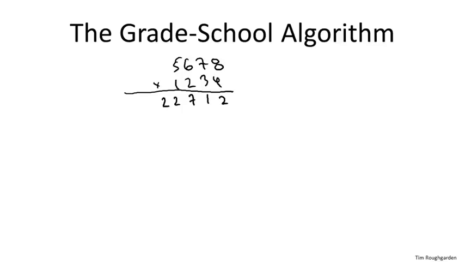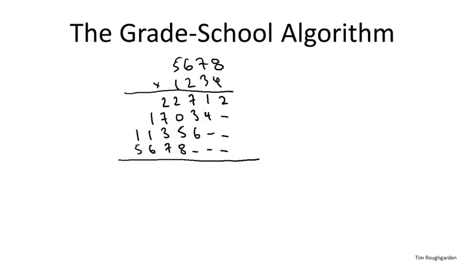Then you do a shift, so you effectively put a 0 in this final digit, and you repeat that procedure using the next digit, the 3. So again, 3 times 8 is 24, carry the 2, and so on. And you compute the final two partial products using the 2 and the 1. And having computed all of the partial products, you just add them up to get the final product.